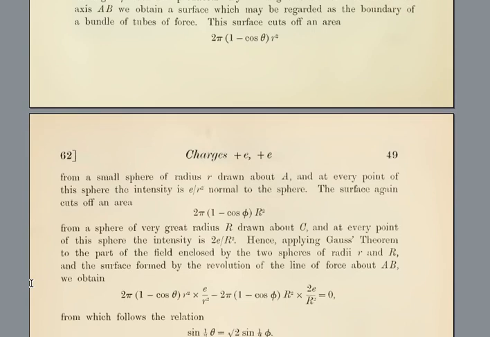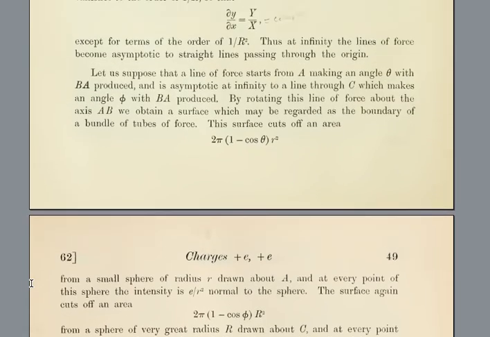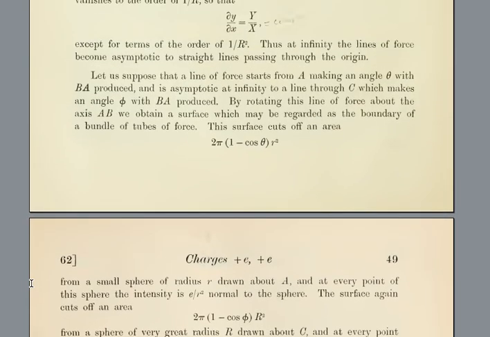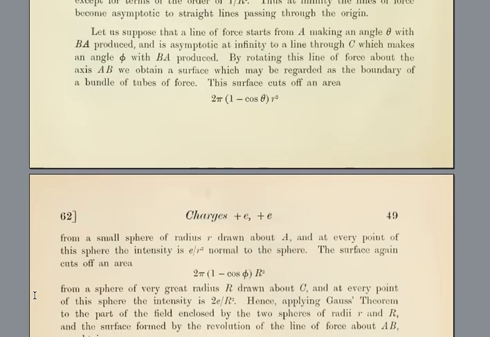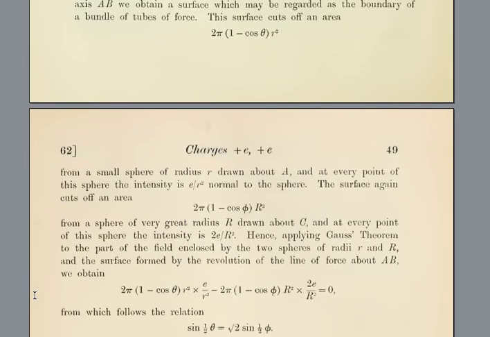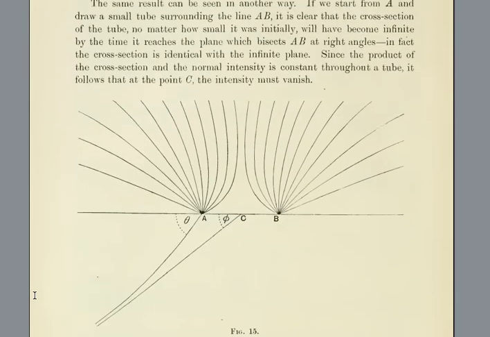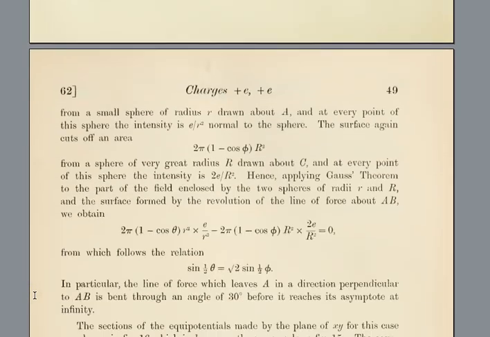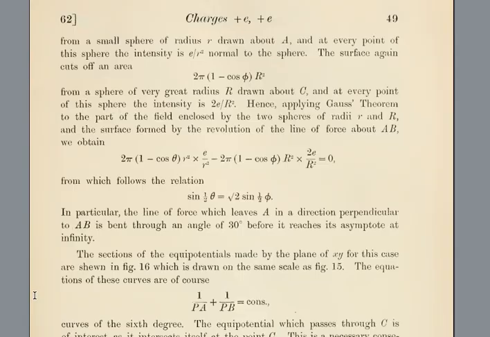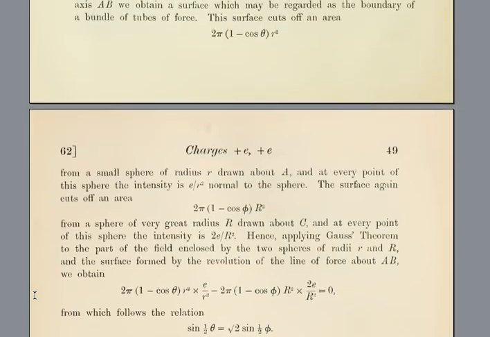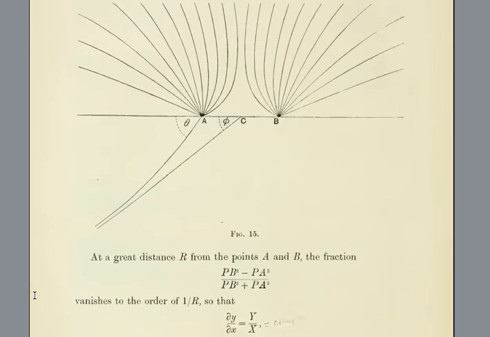By rotating this line of force about the axis AB, we obtain a surface which may be regarded as the boundary of a bundle of tubes of force. This surface cuts off an area of 2 pi times (1 minus cosine theta) multiplied by r squared from a small sphere of radius r drawn about A, and at every point of this sphere, the intensity is E divided by r squared, normal to the sphere. The surface again cuts off an area of 2 pi times (1 minus cosine phi) multiplied by r squared from a sphere of very great radius r drawn about C, and at every point of this sphere, the intensity is 2E divided by r squared.